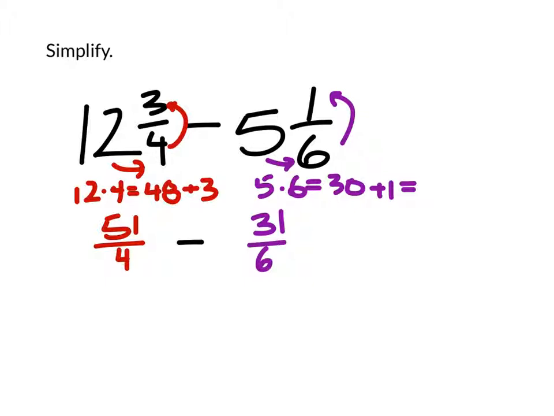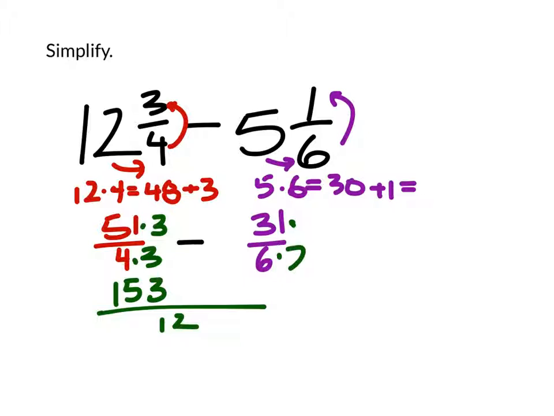This one I'm going to use the lowest common denominator just to make it a little bit easier. So I'm going to use a denominator of 12. So 4 times 3 would be 12, but I have to multiply the 51 by 3 also. That would be 153. And the 6 and the 31 here, we're going to have to multiply these by 2, rather, to make it a 12. And 31 times 2 is 62.